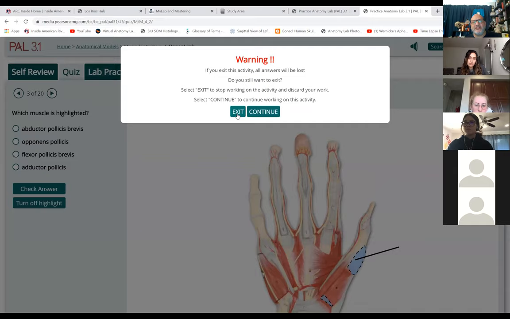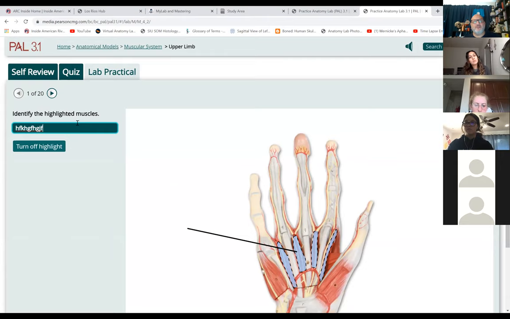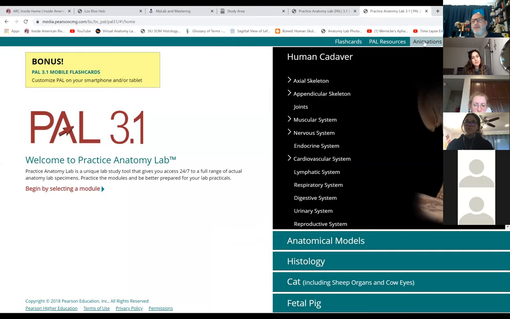Or if you're feeling particularly frisky, you can go to the lab practical where it will show you a muscle and you have to actually type in the answer. So it's a good way to learn this material here. However, if you also look up at the top, there are animations.